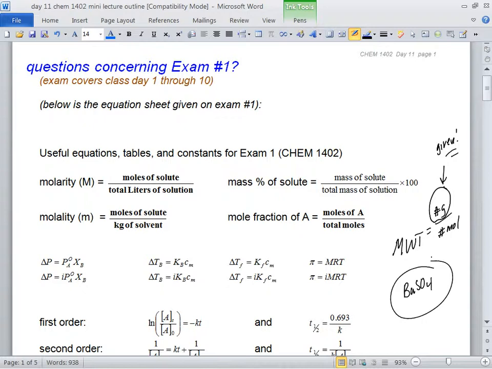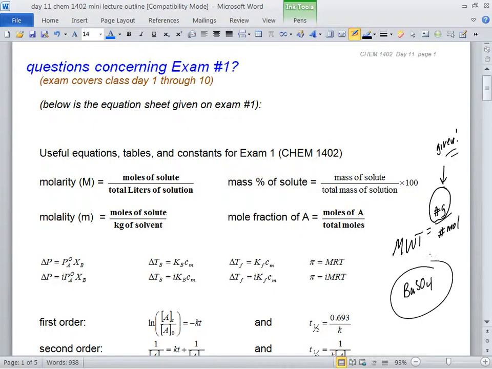What set of equations should you use? The top row or the bottom row? The bottom row, with little i being the number of ions. So the number of ions here in this formula is 2. So little i would be 2. Okay.